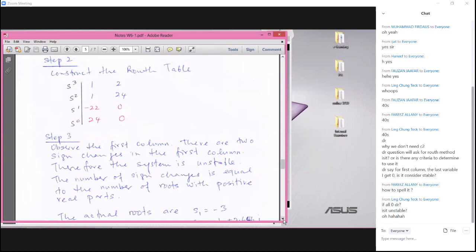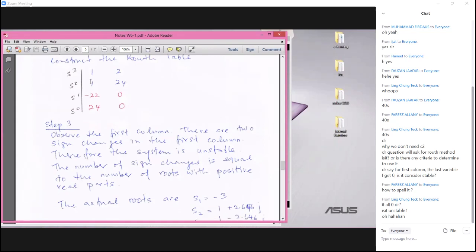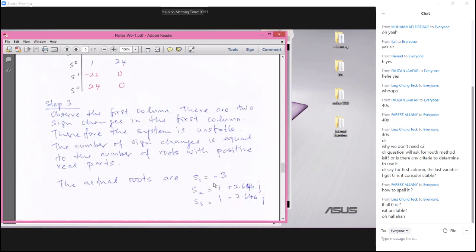Where was I? Okay, here I was talking about the number of sign changes. You have two sign changes, meaning that you're going to have two positive roots. So for this equation, I have determined the roots. The roots are -3, and there are two positive roots here. It is a complex root, but the real part here is positive. So the number of sign changes in the first column indicates the number of positive roots. What else do we have?